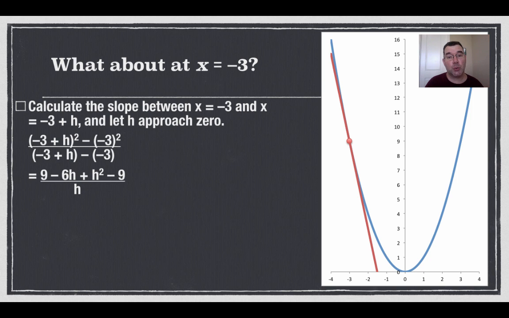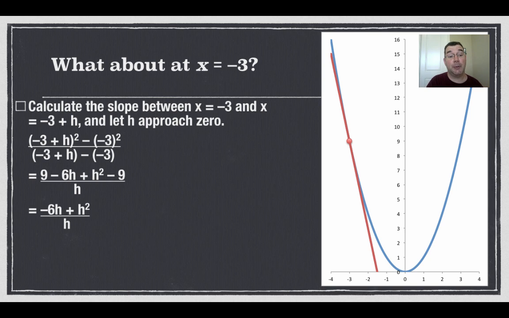So on top, I have to square that binomial properly again. And I get 9 minus 6h plus h squared. That's from squaring the negative 3 plus h, minus negative 3 squared would be just 9. And then on the bottom, I notice that the negative 3's subtract out again, so I'm just left with h. Focusing on the top, I again see that there's a 9 minus 9, and the 9 and the minus 9 can subtract out, leaving me with just negative 6h plus h squared all over h.